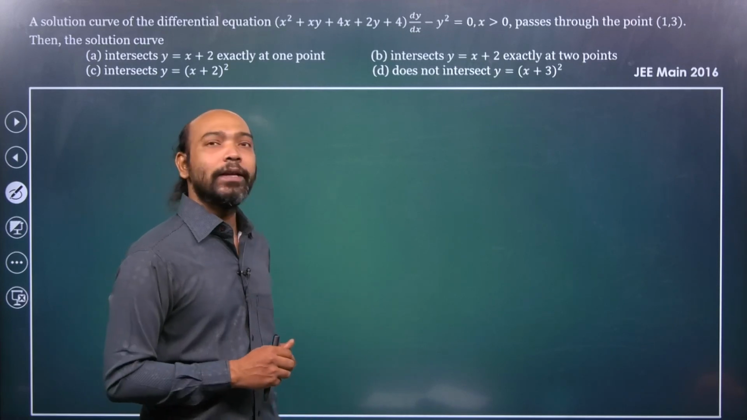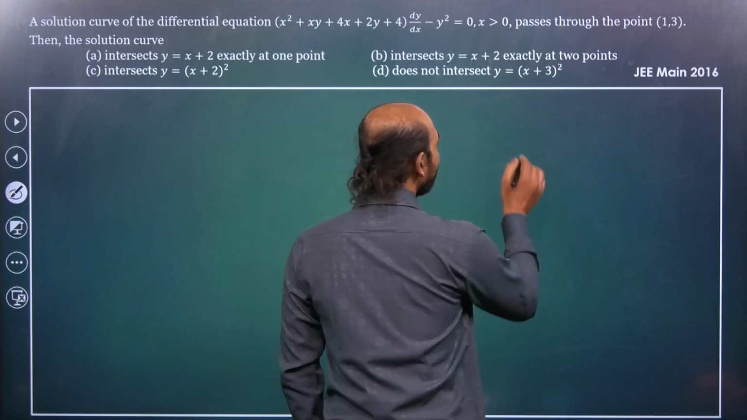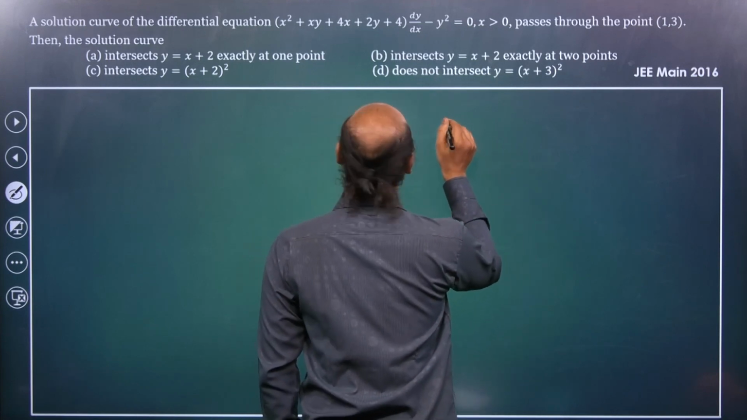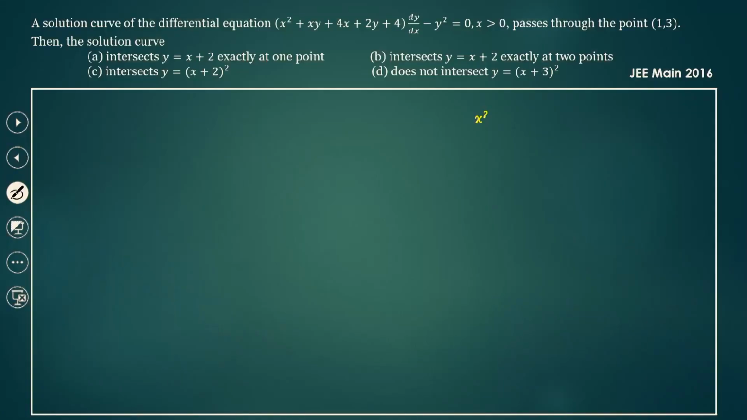Let's see how we go ahead and solve this equation. First we rewrite that equation. The given differential equation is (x squared plus xy plus 4x plus 2y plus 4) dy/dx minus y squared equals 0.